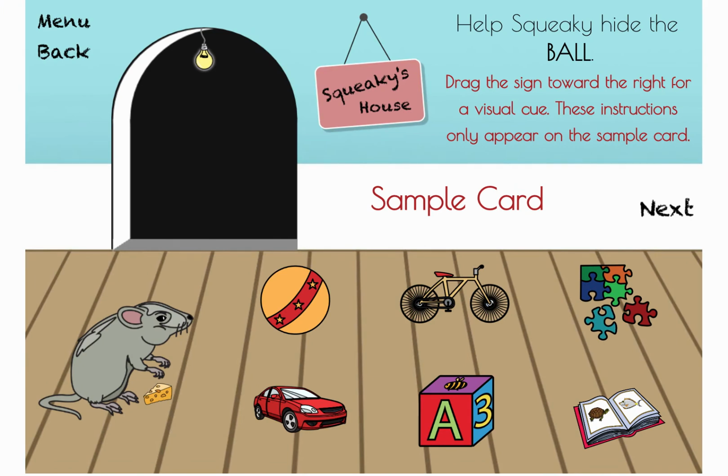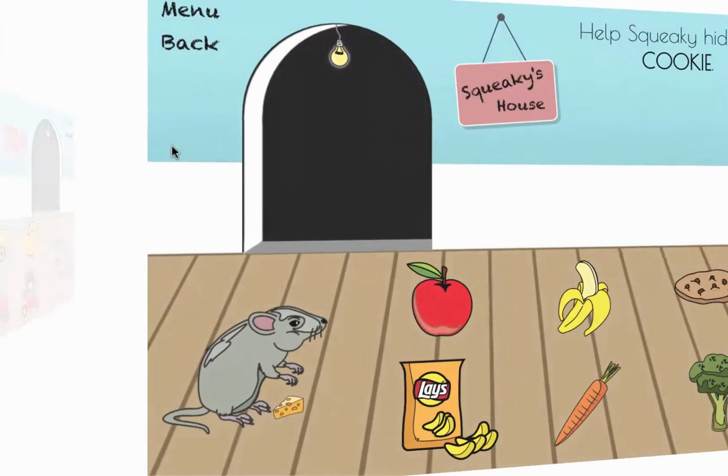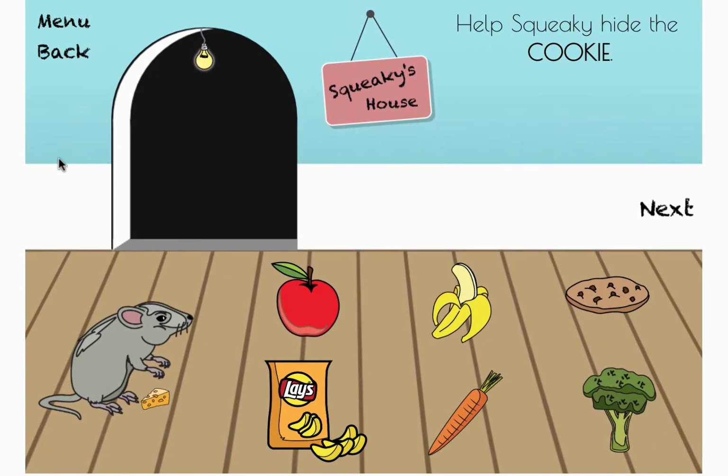And this is just a sample card. I'm going to go ahead and click next here and actually show you the menu. So when you come upon this card, you can choose what you are wanting to target in that session. For this demonstration, I'm going to go ahead and click on the food category.